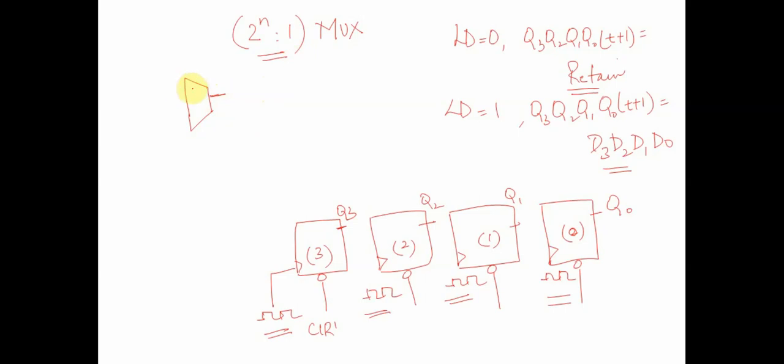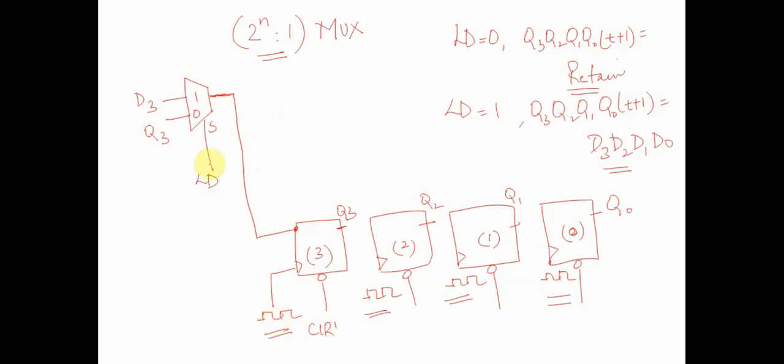Now let's assume this is the select line of the mux, and let's assume we connect this select line to load. If load is equal to 0, my previous state should be retained. If it is equal to 1, D3 should be coming out. And this mux output we would connect over here. Would this solve the purpose?